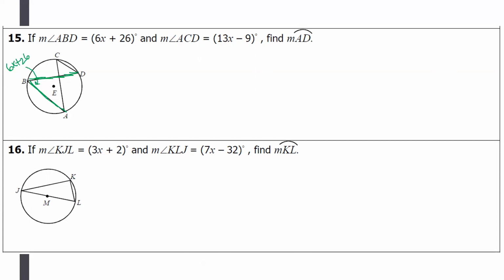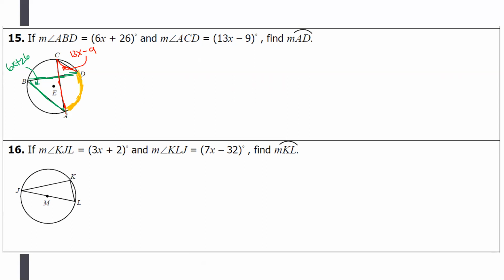And then angle ACD is here. That angle is 13x minus 9. That's this angle. Notice that they both intercept the same arc, arc AD. Arc AD is the arc inside both of those, whether you're looking at the green angle or the red one, they both intercept arc AD.